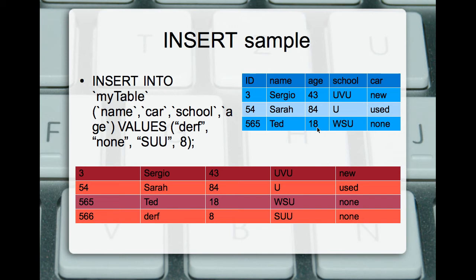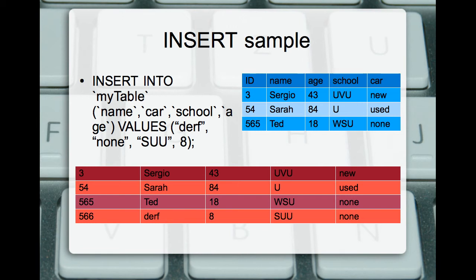And as you note, the ID is auto-incremented. 566 is the next number after 565, and so DERF has that as his ID. His 8 as an age matching that last field, even though it is the third field in the database. So the insert itself, the order of the fields does not matter, as long as you put in the fields that require a non-null value.